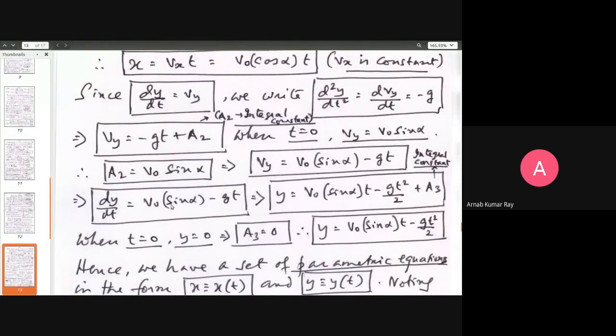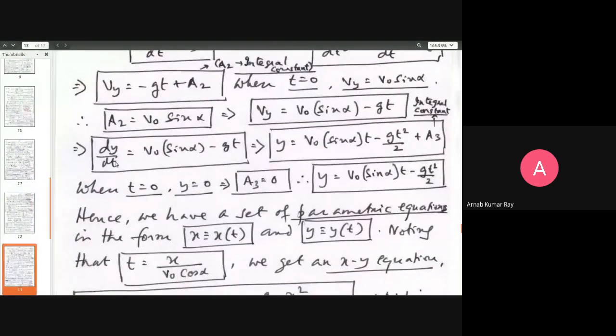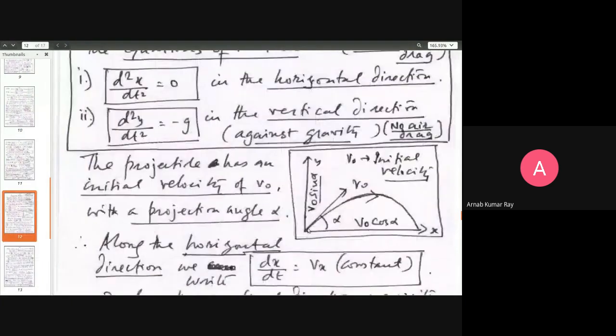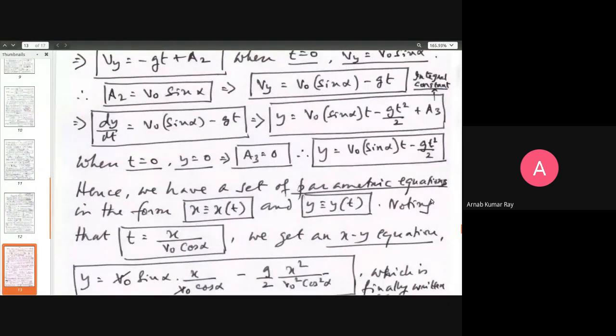But v_y is dy/dt, right? So dy/dt is equal to v naught sin alpha minus gt. When you integrate this, y is equal to v naught sin alpha t, this is constant, minus gt squared by 2 plus a3. When t is equal to 0, y is equal to 0. Once again, at t equal to 0, you are at the origin of coordinates. Therefore, a3 will also be equal to 0. So y is equal to v naught sin alpha into t minus gt squared by 2.